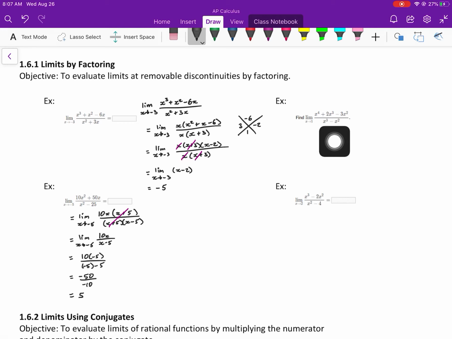So there's a couple more examples over here, but we're going to work on those in class. It's pretty straightforward. It's just factoring, canceling, then plugging it in. So most of the time when you end up with 0 over 0, this is something we can do.